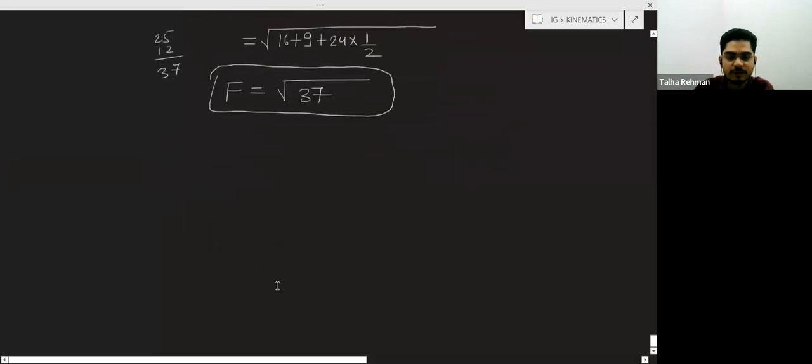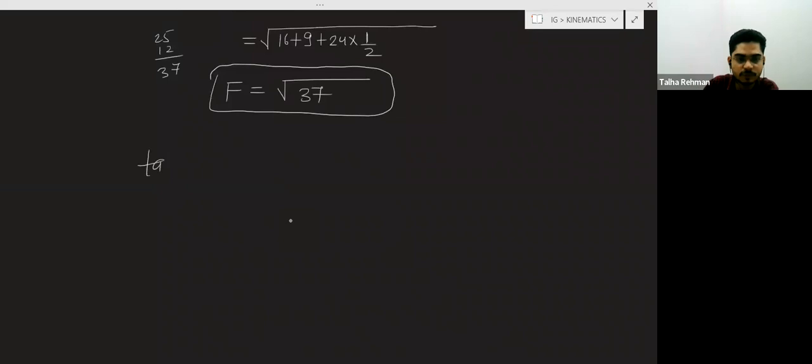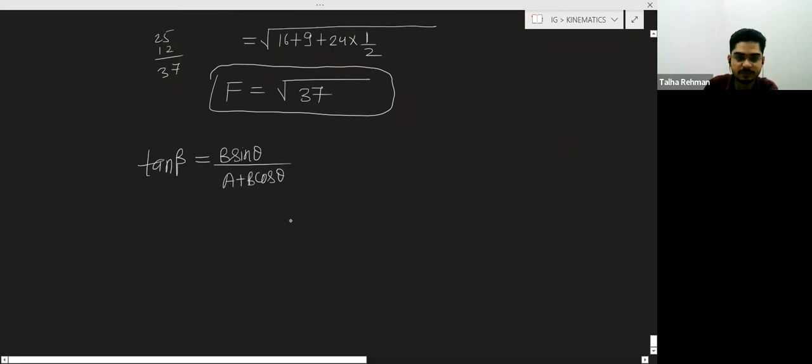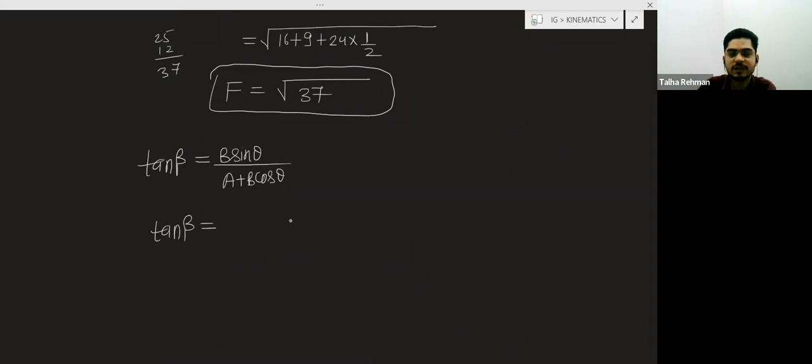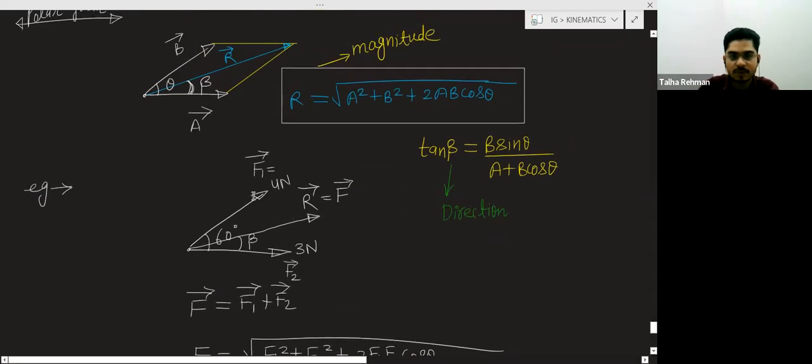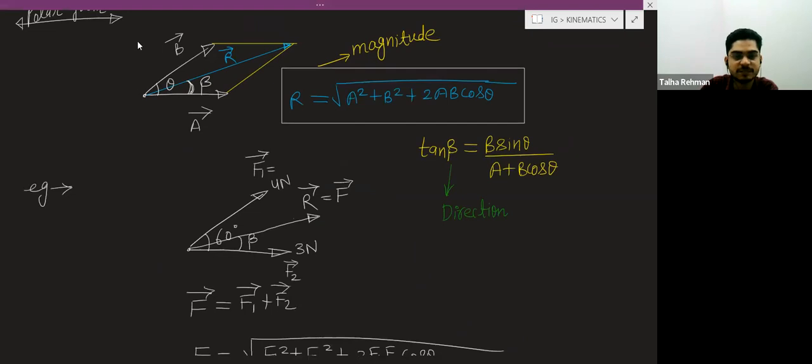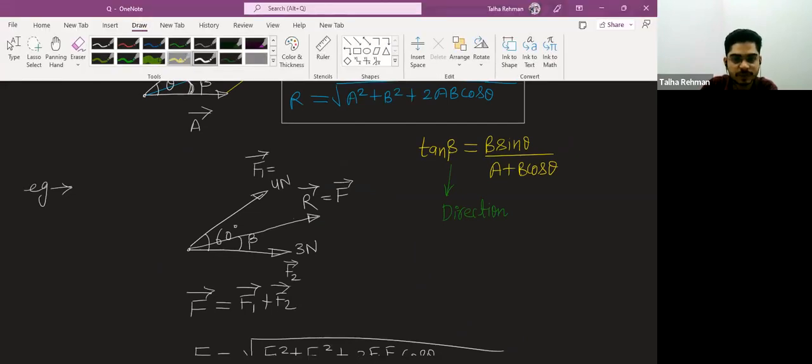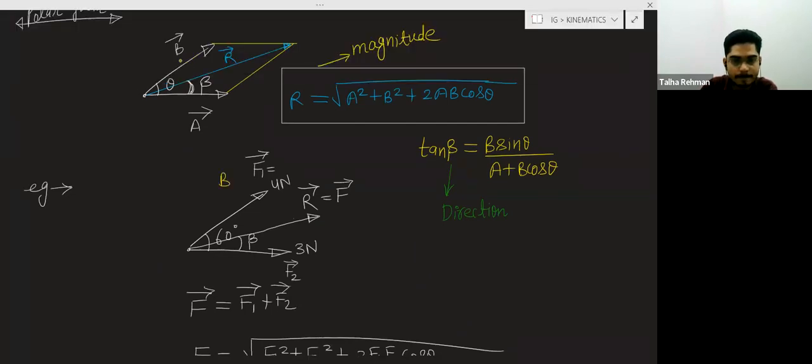So we will find tan beta. What is the formula for tan beta? B sine theta divided by A plus B cos theta. So tan beta, what is B here? You can take this vector as the B vector. This is B and this is A. Consider this as A.